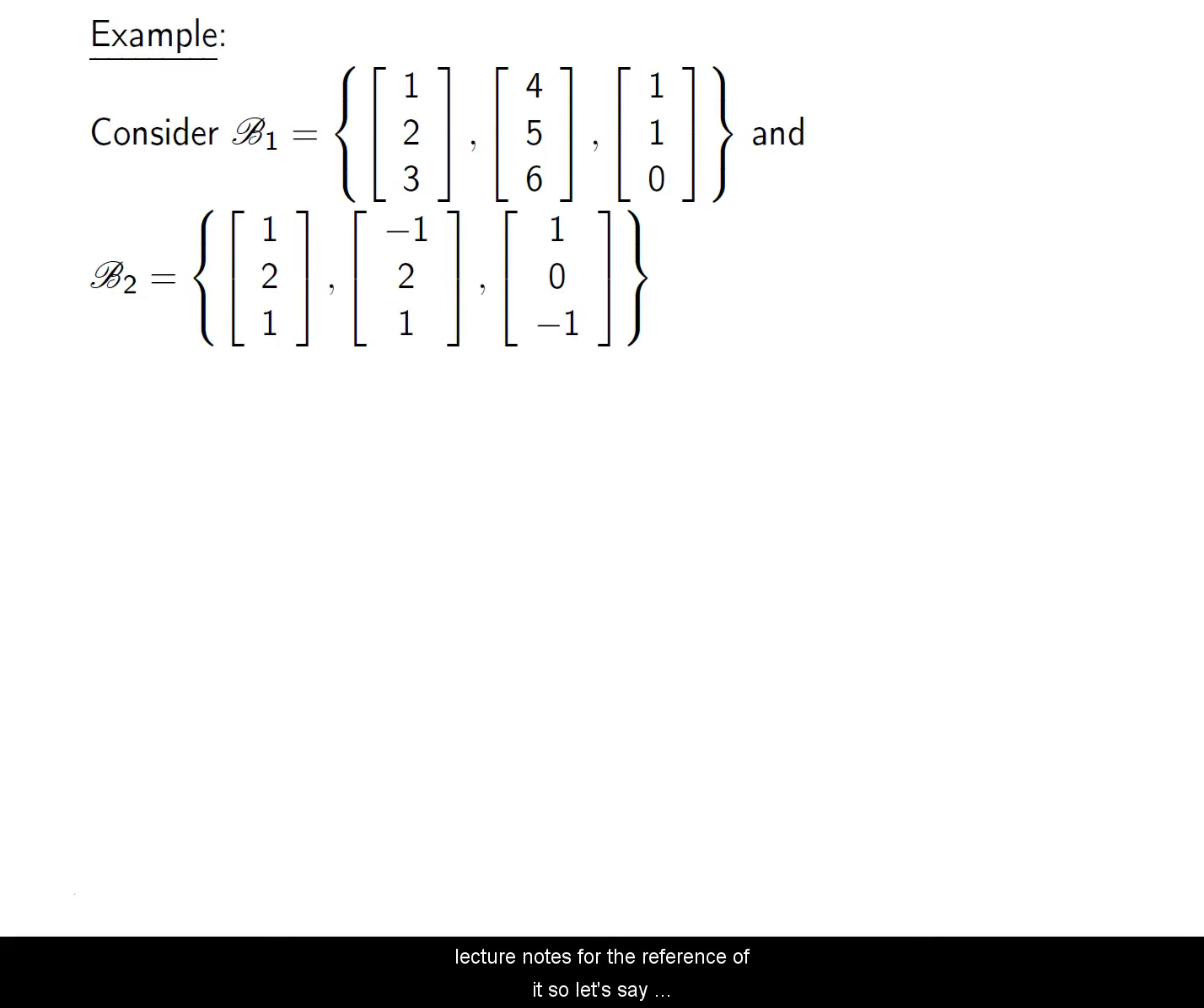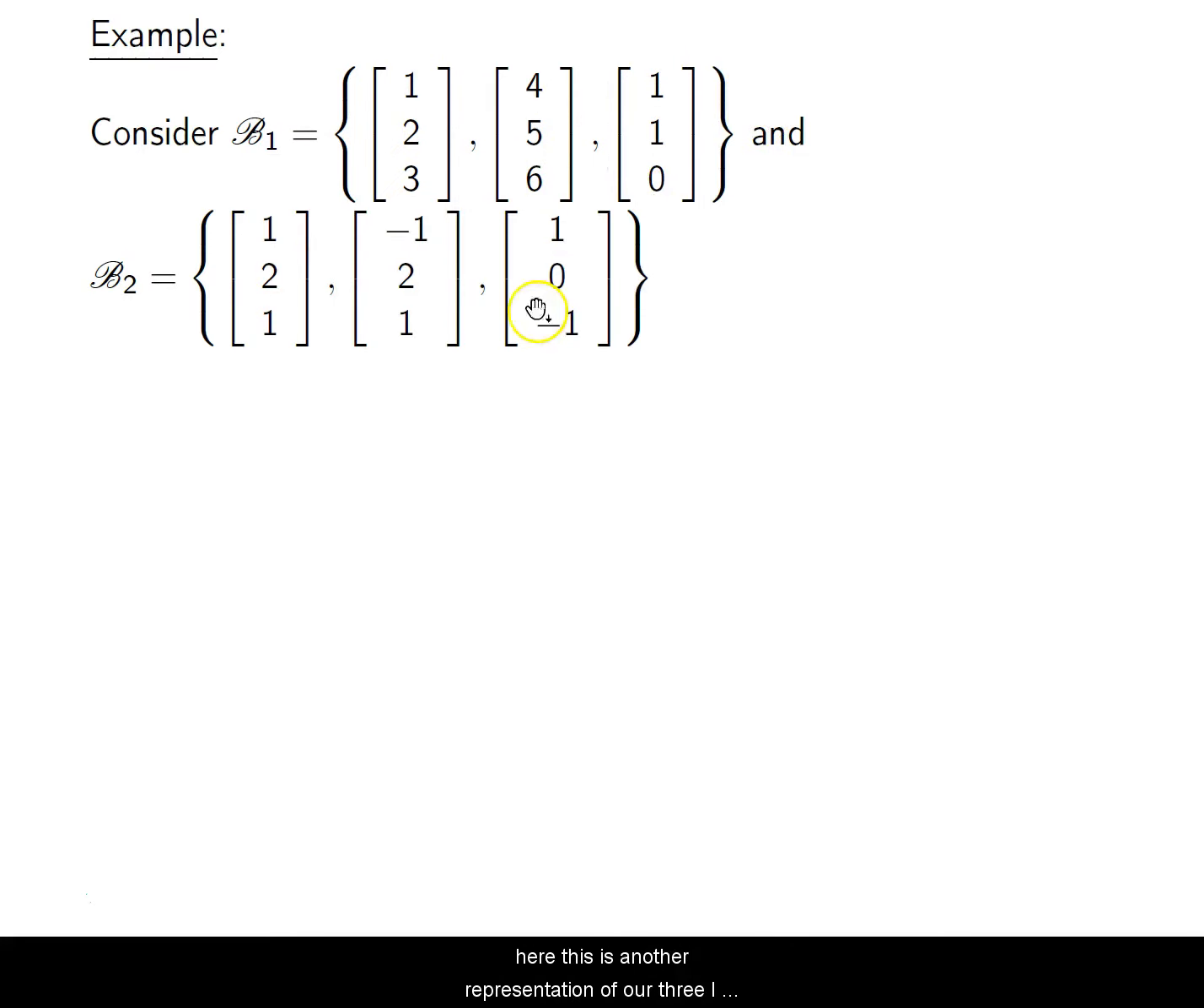So let's say that we have two bases. We're going to go into R3 right now. If this is a basis for R3 and this is a basis for R3, that means that these vectors are linearly independent, and since there are three of them, they span R3.